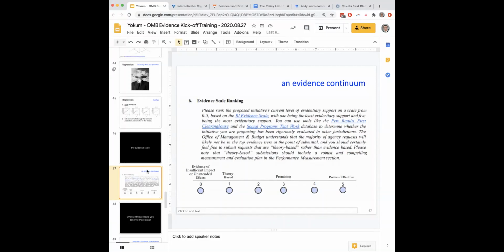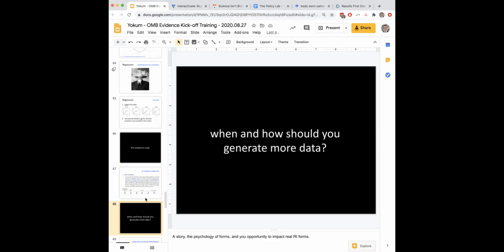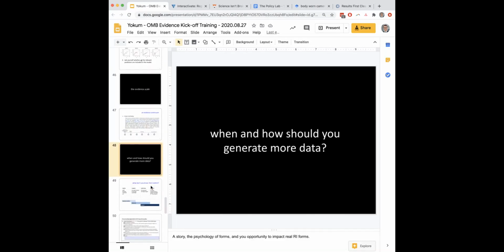Having that raise our awareness that we might want to think about investing in the generation of additional evidence, so that this time next year, or this time in 5 years, our overall placement on the evidence continuum for different programs and policies is increasing. To that end, my last little stretch here, before we pause for some questions and discussion, is to raise back to the top of our minds when and how you should generate more data than you're able to find from the clearinghouses, from your own desk research.